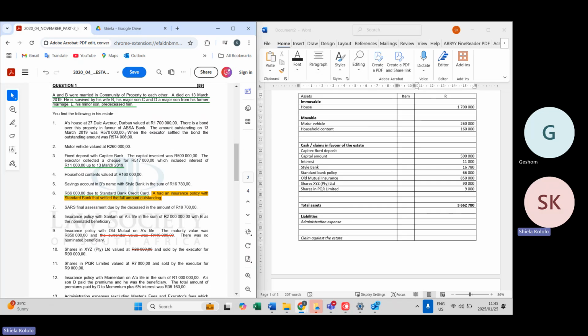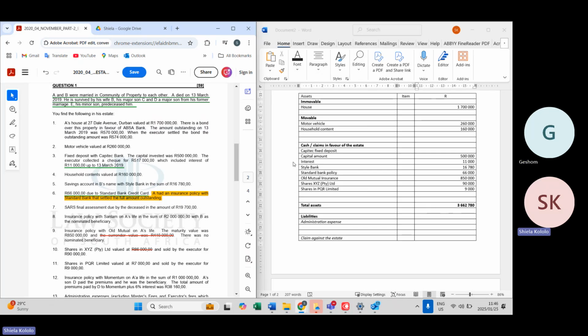Okay, so cool. In this amount, we still have a bond. And what is a bond? A bond is also a liability. So which means we've got a bond that is over the property of the deceased, which we need to account for in our liabilities account.